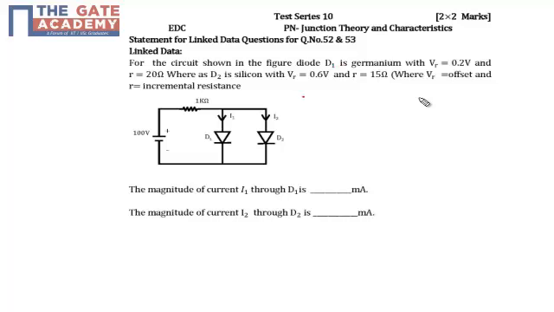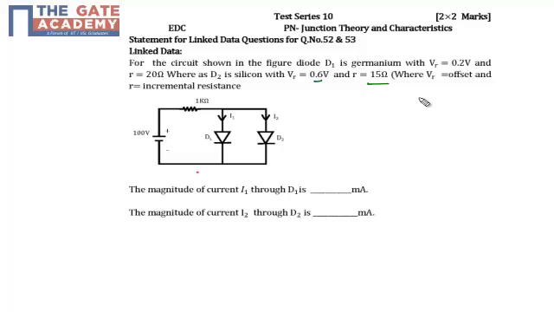In the problem, we have one parallel combination of diodes in which diode D1 is made up of germanium, which has a cut-in voltage of 0.2 volt and incremental resistance of 20 ohm, whereas diode D2 is formed of silicon, which has a cut-in voltage of 0.6 volt and incremental resistance of 15 ohm. The question says to find the magnitude of current I1 flowing through D1, and the magnitude of I2, which is the current flowing across D2. Right? So we need to find the value of I1 and I2.